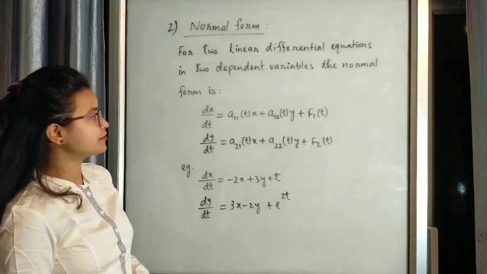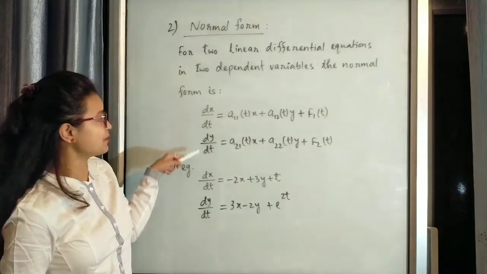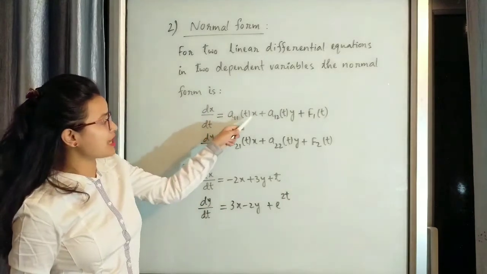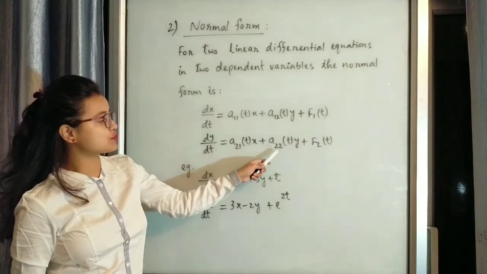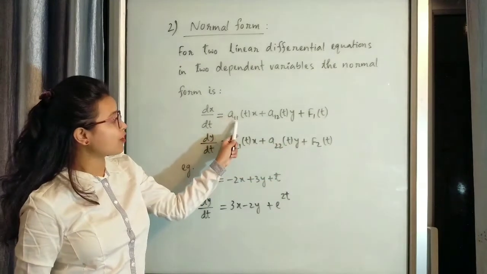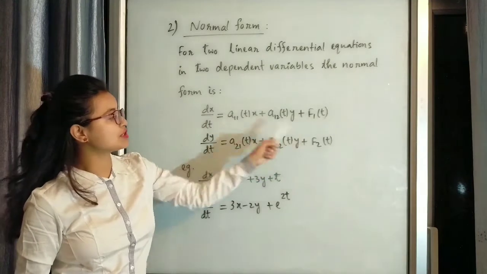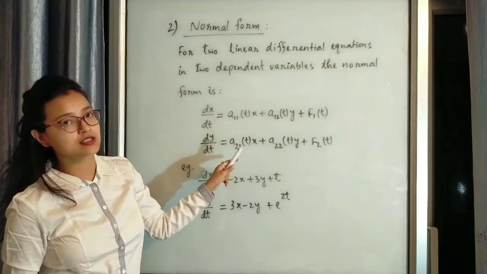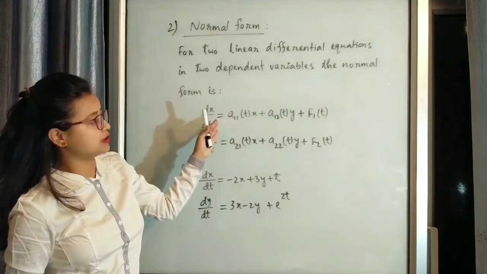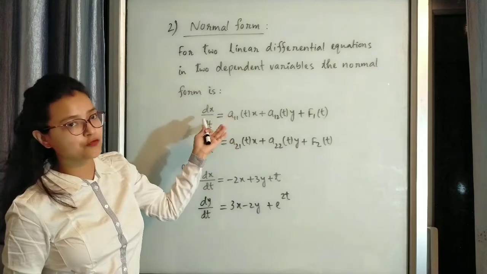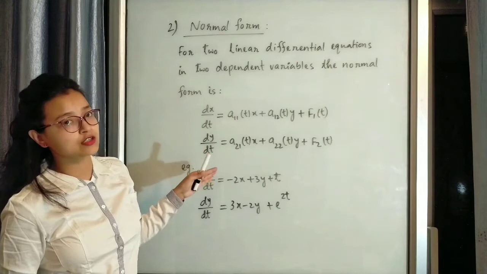For two linear differential equations in two dependent variables x and y, the normal form is this. dx/dt is equal to a11(t)x plus a12(t)y plus f1(t), dy/dt is equal to a21(t)x plus a22(t)y plus f2(t). Here a11(t), a12(t), f1(t), a21(t), a22(t), f2(t) are all functions of t or constants. If you consider functions of t, it will be called simultaneous differential equations with variable coefficients. If you consider constants here, it will be called simultaneous differential equations with constant coefficients in the normal form.